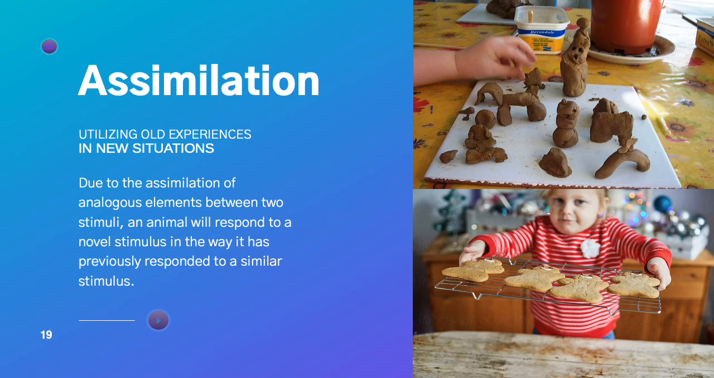Number four, assimilation. Due to the assimilation of analogous elements between two stimuli, an animal will respond to a novel stimulus in the way that it has previously responded to a similar stimulus. Simply put, this means utilizing old experiences in new situations. In Thorndike's words, to any situation which has no special, original, or acquired response of its own, the response made will be that which by original or acquired nature is connected with some situation which it may resemble.